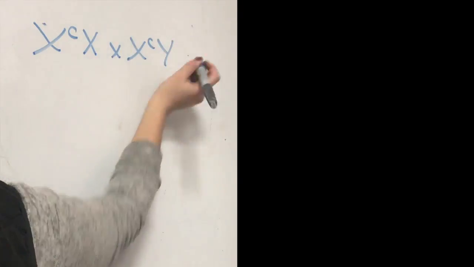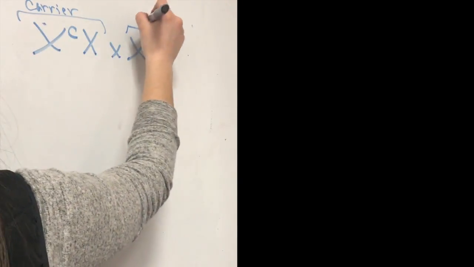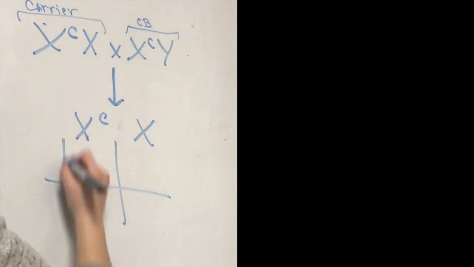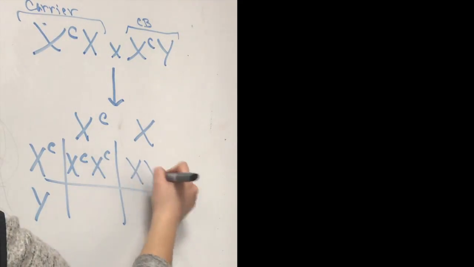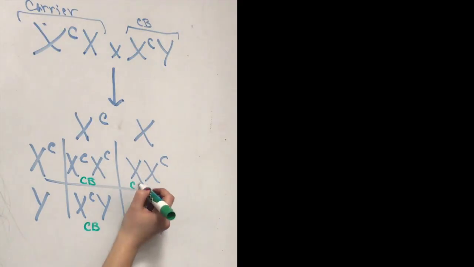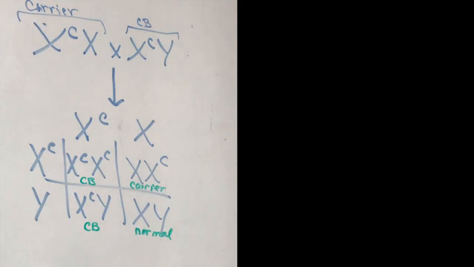For example 2, mom will be a carrier and dad will be colorblind. If this couple were to have children, 50% of the daughters would be colorblind and 50% would be carriers. Also, there is a 50% chance that the sons would be colorblind, and the other would be normal.